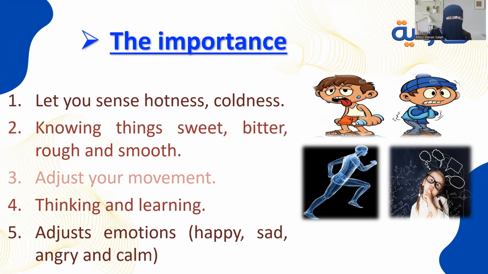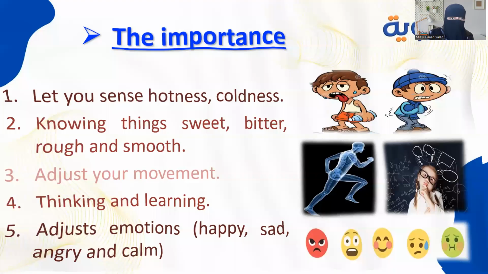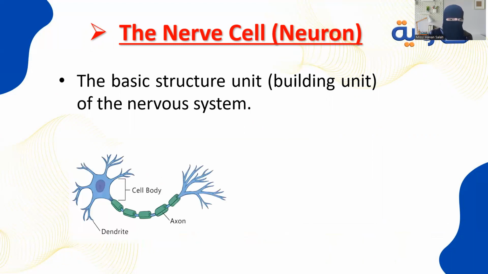So you can differentiate between the faces of your friends by the nervous system also, because it adjusts the emotion. Okay, so what about the structure of the nervous system? It consists of many cells. The smallest part inside the nervous system is called what? Nerve cell, or neuron. So the basic structural unit, or the building unit of the nervous system, is called the nerve cell. That is the nerve cell, the shape of the nerve cell.